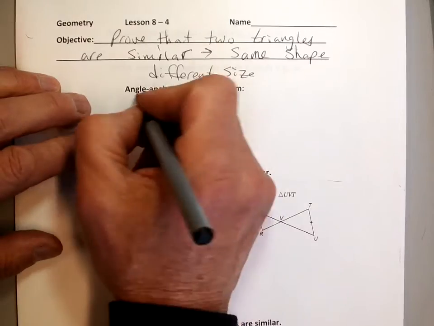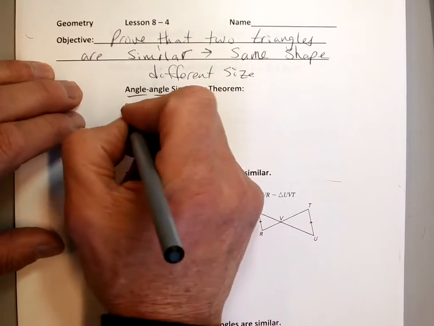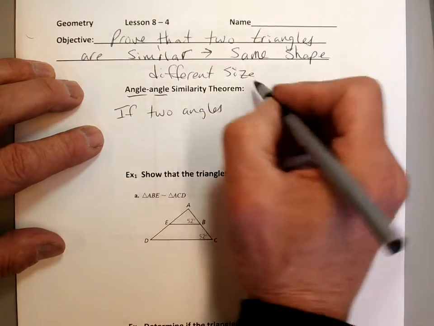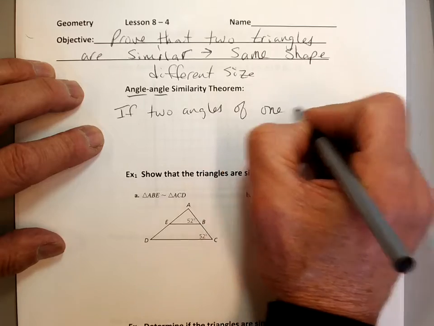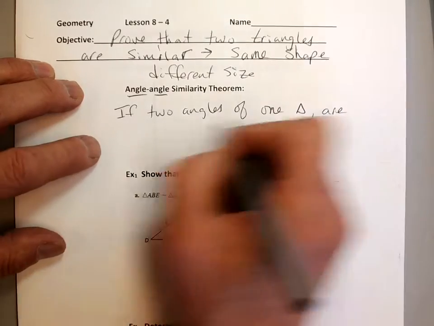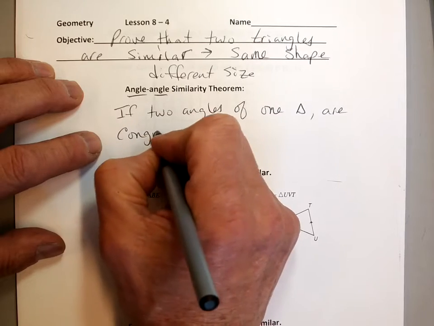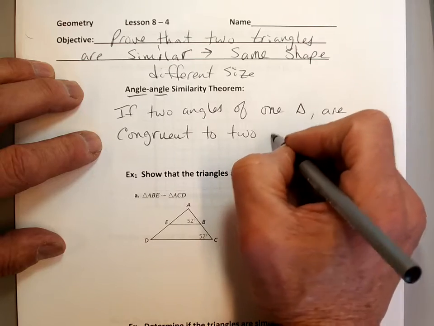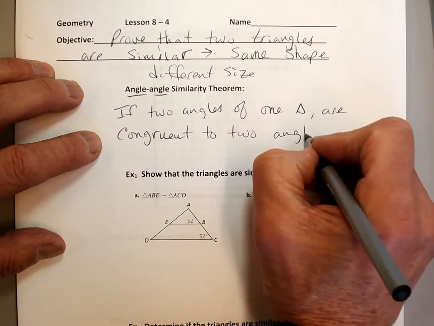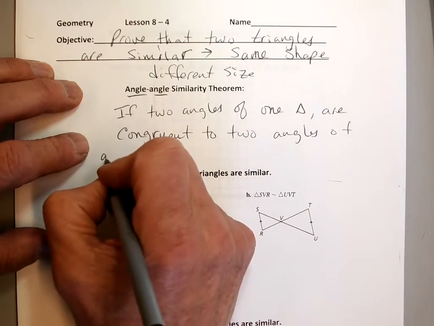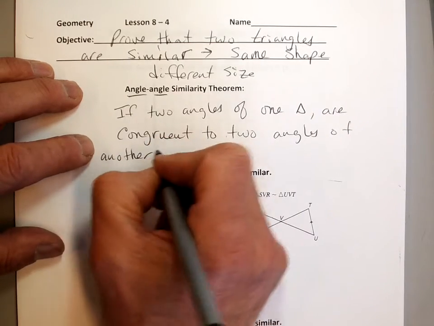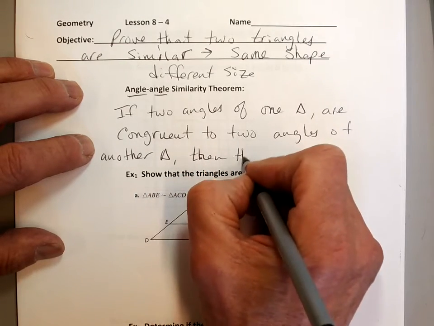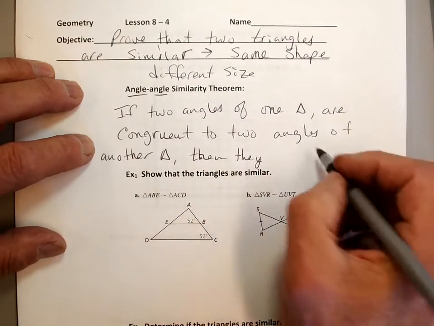So we have this thing called the angle similarity theorem. If two angles of one triangle are congruent to two angles of another triangle, then they are not equal, not congruent, they are similar.